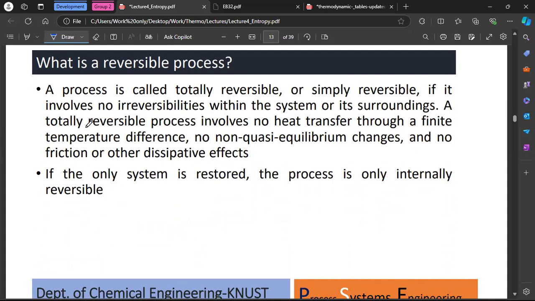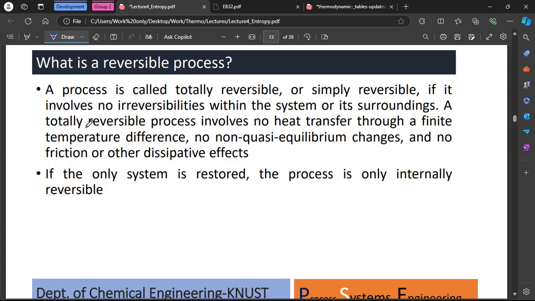Okay. So we've said this, that a process is totally reversible or simply reversible if there are no irreversibilities within the system or its surroundings, right? So in a system that is totally reversible, there is no heat transfer through a finite temperature difference. Finite temperature difference is just saying that I have the temperature at one point to be A and at one point to be B. I'm just finding the temperature difference between them. I'm not looking at the small changes in temperature. There is no non-quasi equilibrium change. So we've spoken about quasi equilibrium changes already. That's very, very slow changes, right? And then there are no friction or dissipative effects.